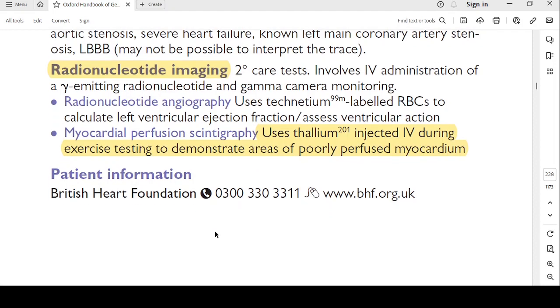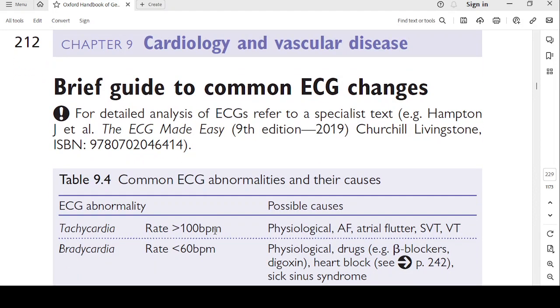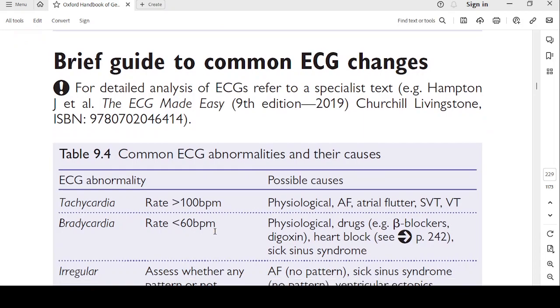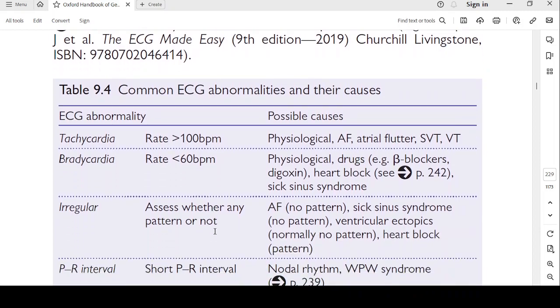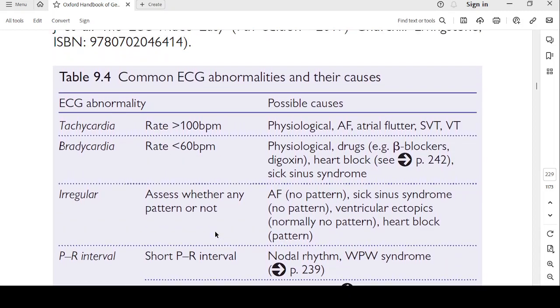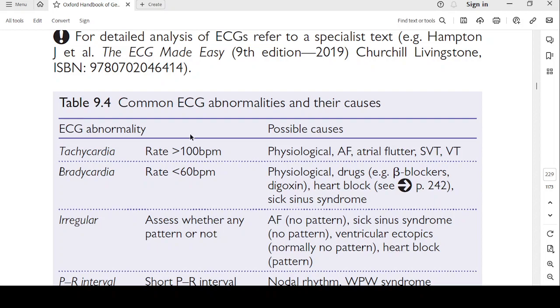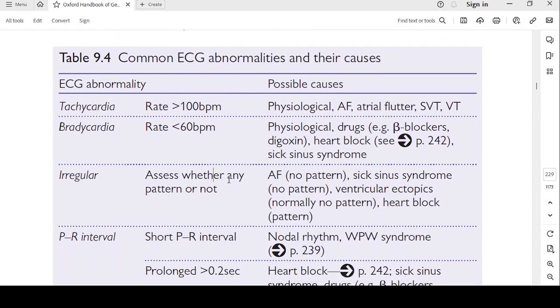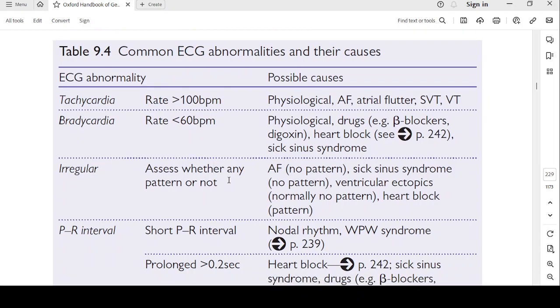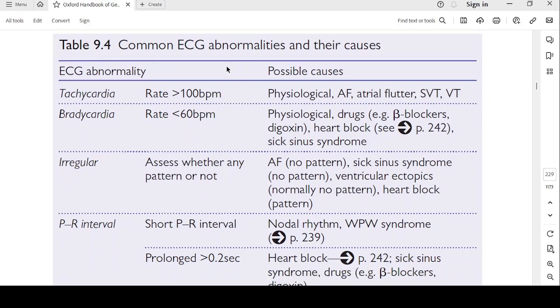Patient information. This is the brief guide to common ECG changes. For detailed analysis of ECGs, refer to a specialized textbook, is what they say. So we have another small PDF which has ECG abnormalities. We will discuss whenever possible. We will upload a video regarding that. Common ECG abnormalities and their causes.